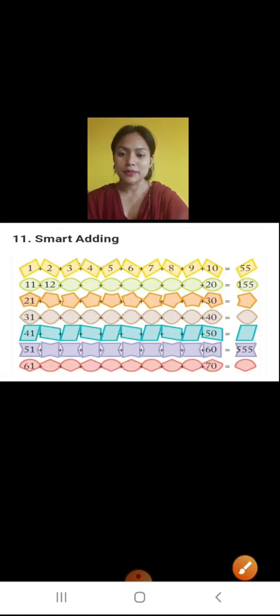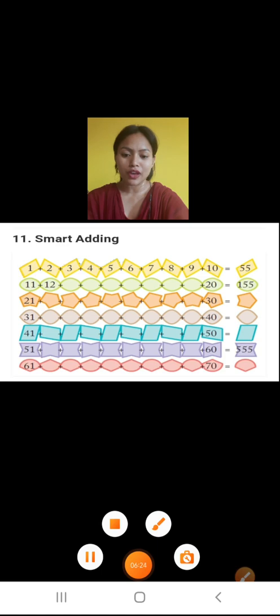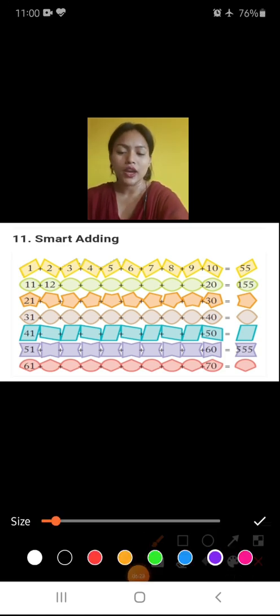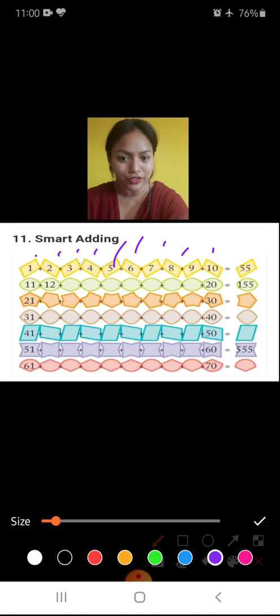It is smart adding. Now you have to add these smartly. Now let's see, if I say you add 1, 2, 3, 4, 5, 6, 7, 8, 9, 10, what will be your answer? It will be 55. You can do this also. If you add 1 to 10, you will get the answer 55.